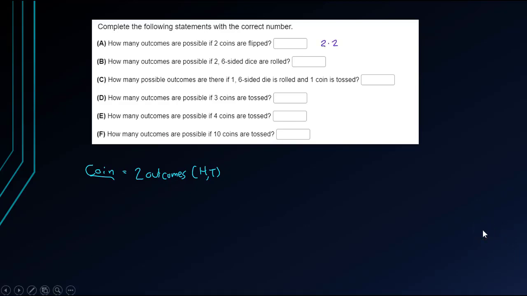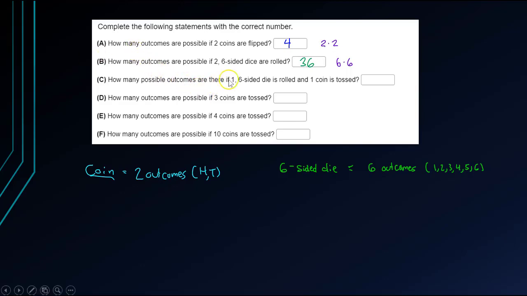And if two coins are flipped, you're going to have 2 times that number, so you're going to have a total of 4. How many outcomes are possible if two 6-sided dice are rolled? A 6-sided die has 6 outcomes, 1 through 6, and you're going to have 2 of them. So 6 times 6, which is 36. That's because each number from one die could be combined with each number from the other one. So you have 6 times 6 in total.